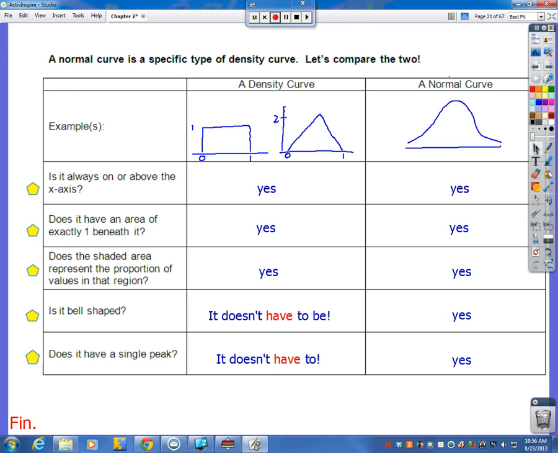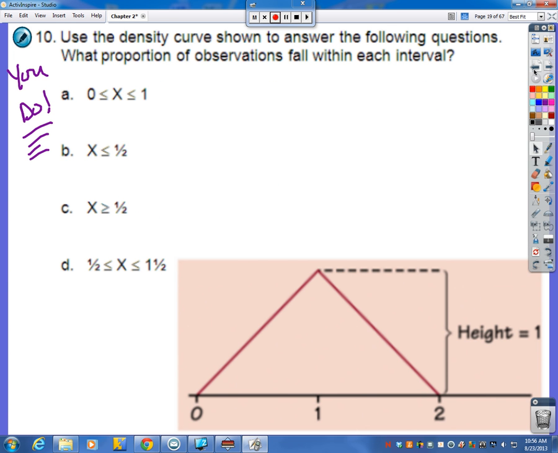So that is all for the second video. Again, go back and do this specific example. We'll go over it tomorrow in class, and I will check it for credit.